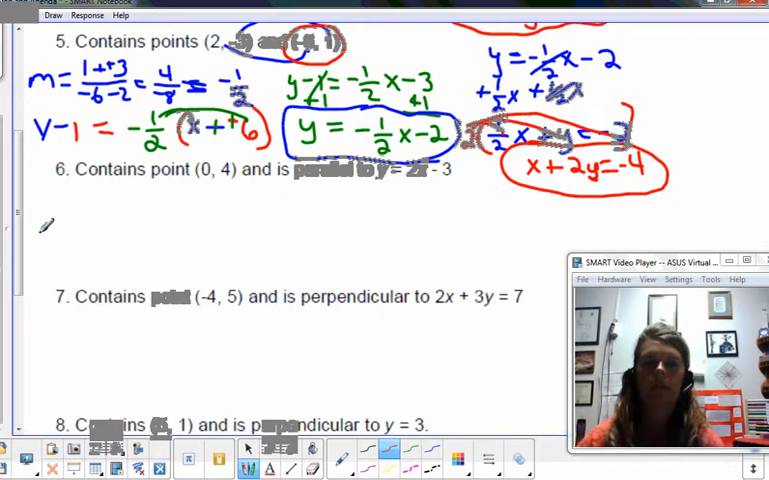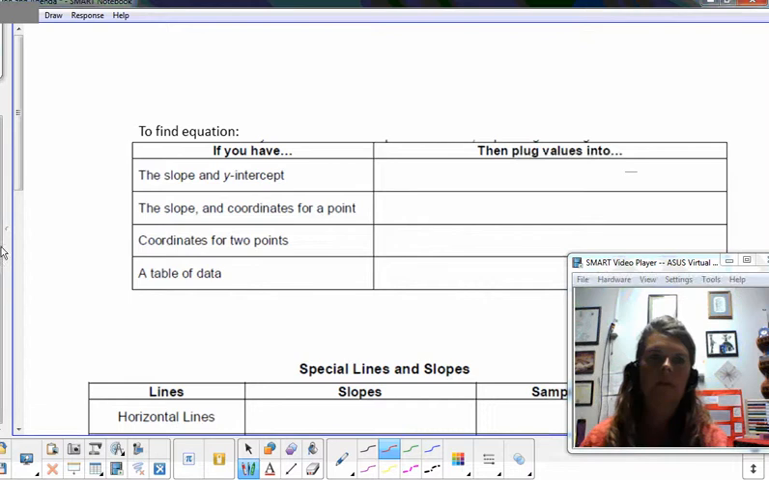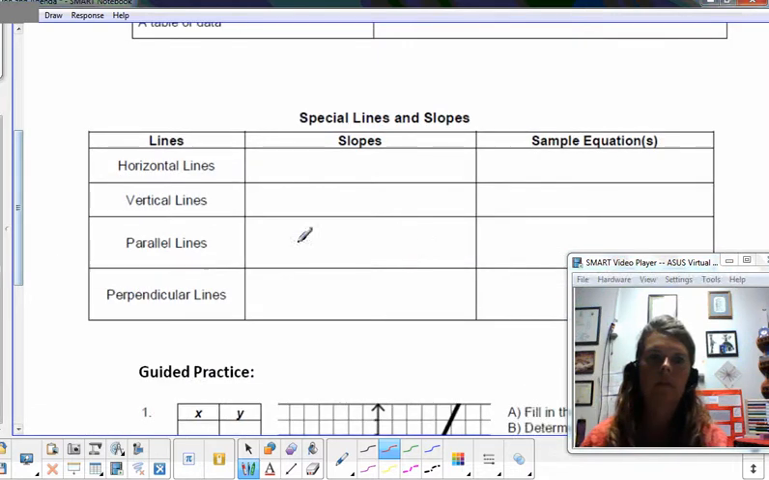Okay, next problem. Contains a point 0,4. What I see immediately is that since this x is 0, this is my y-intercept. Whenever your x is 0, this is your y-intercept. And it's parallel to y equals 2x minus 3. If you look back in your notes, if they're parallel, you should have written right here that the slopes are equal.